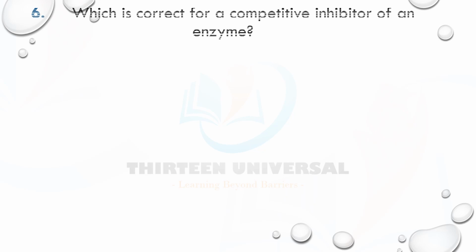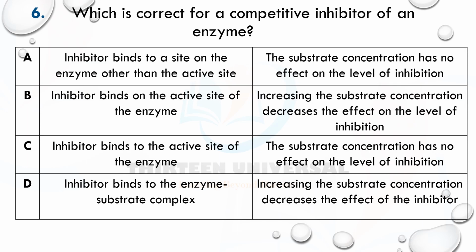Which is correct for a competitive inhibitor of an enzyme? Which is correct, guys? Inhibitors bind to a site on the enzyme other than the active site, those are non-competitive inhibitors, guys. I've said it before. Competitive inhibitors bind to the same site, the active site of the enzyme. In a previous video I drew something like this. If this is the enzyme, I'm drawing the enzyme, this is the active site.